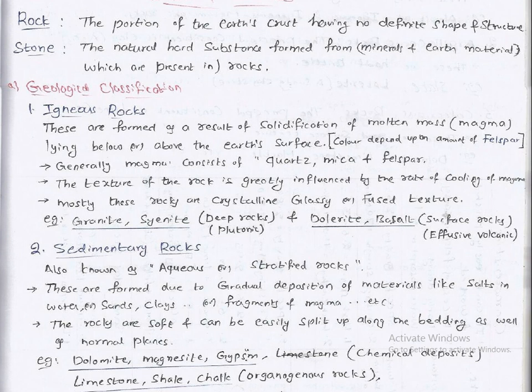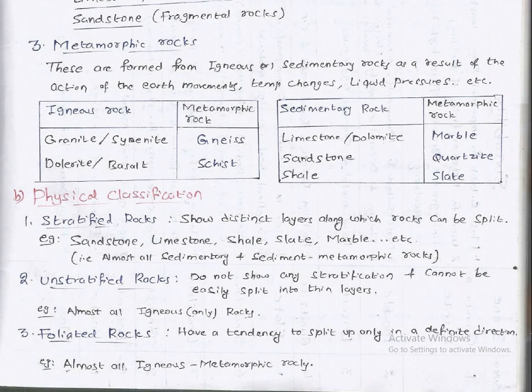Examples: dolomite, magnesite, gypsum, chemical deposits, limestone, shale, chalk, organic rocks, sandstone, fragmental rock. Third, metamorphic rock. These are formed from igneous and sedimentary rock as a result of the action of earth movement, temperature change, liquid pressure, etc.